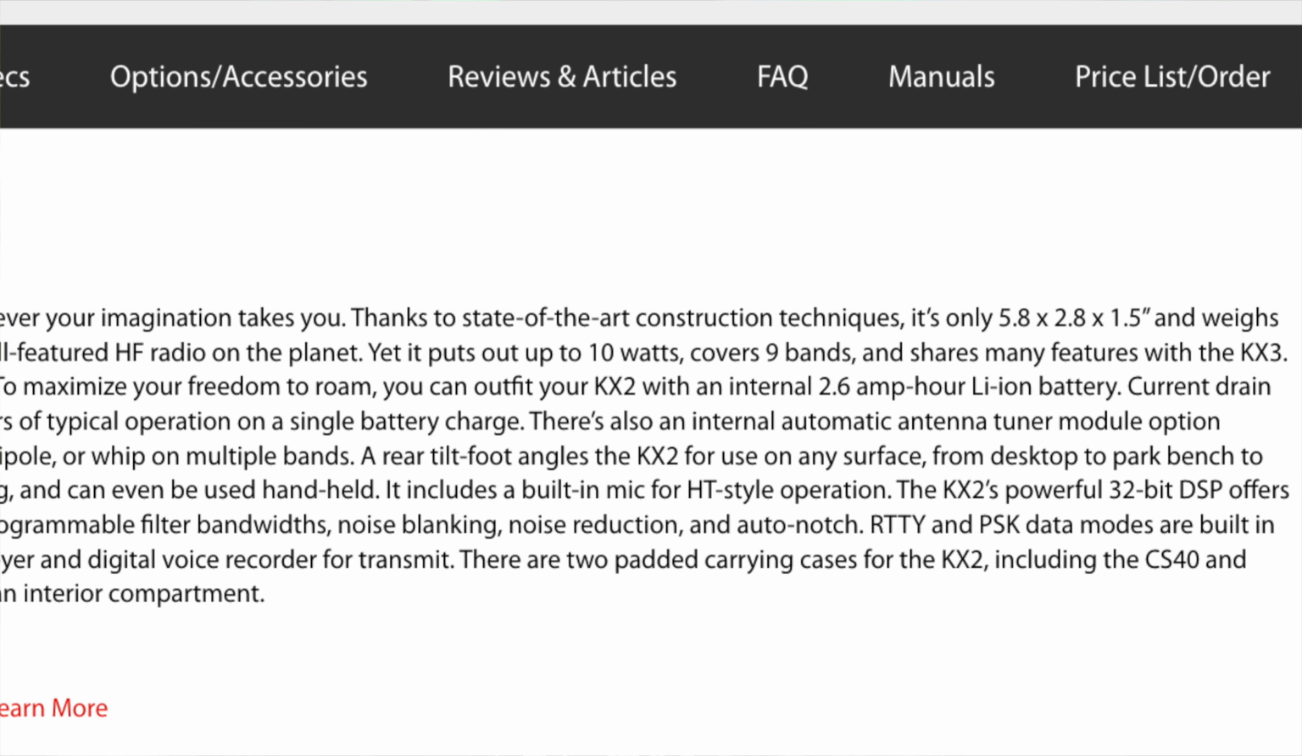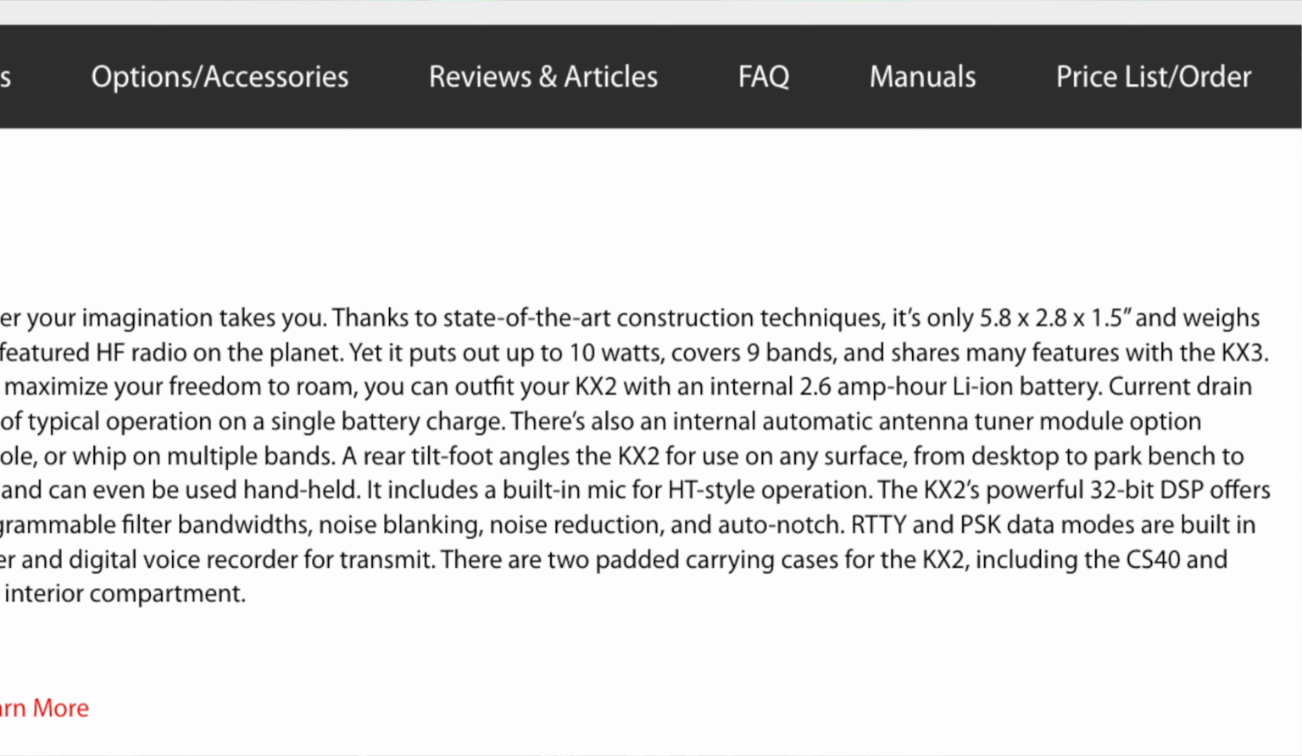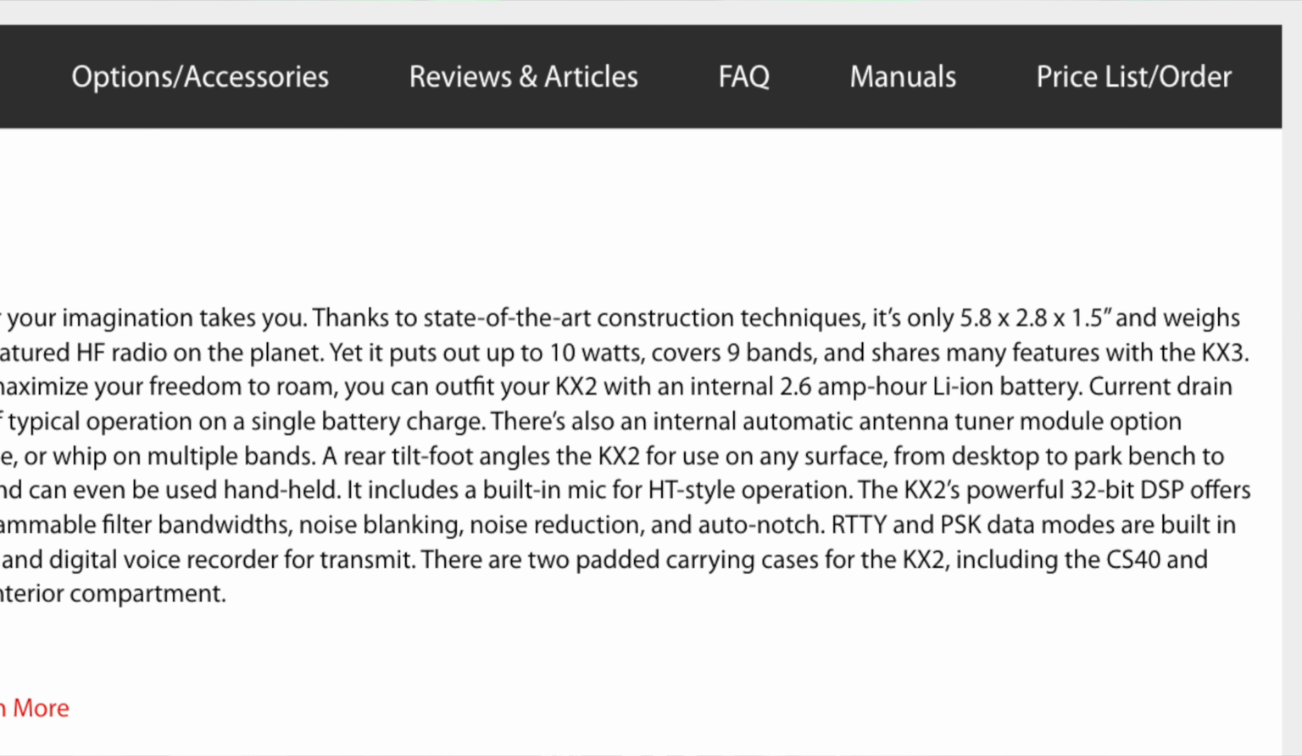Thanks to the state-of-the-art construction, blah, blah, blah, weighing just 13 ounces, making it the smallest full-featured HF radio on the planet. HF is another common term, high frequency. That is the radio that refracts off the atmosphere, bounces off the upper layers of the atmosphere. Also not really Elecraft's job to explain that to you. That's for your notepad. Write that down, all right, to go look up later.